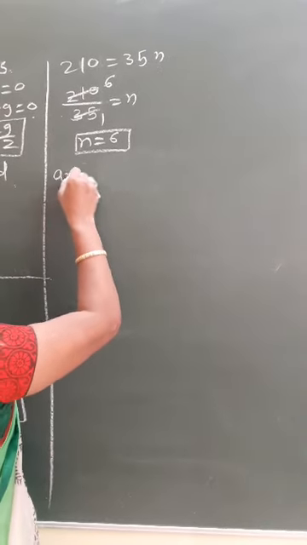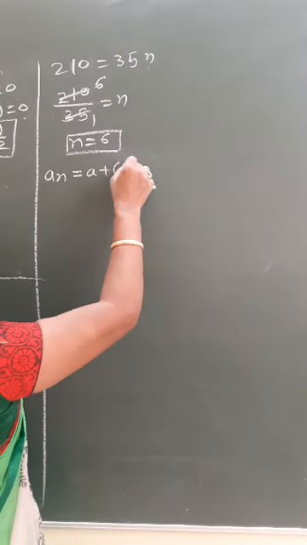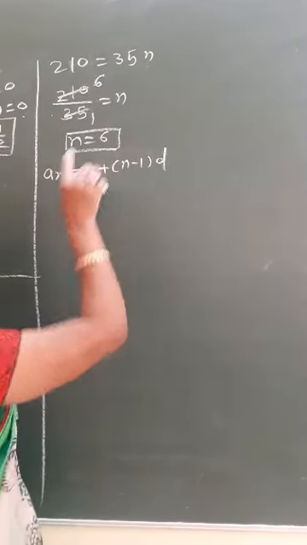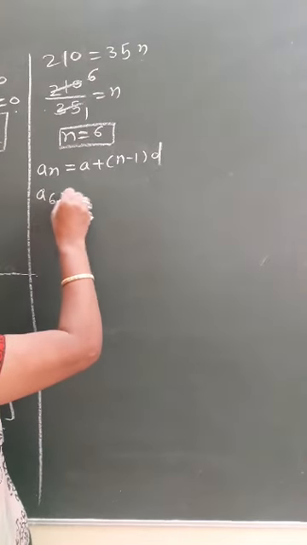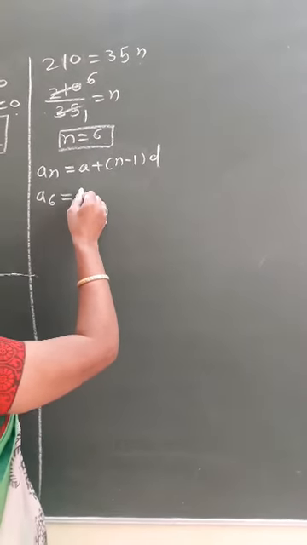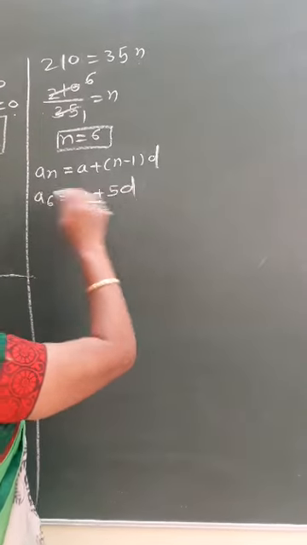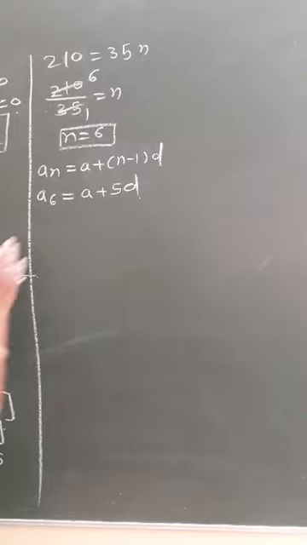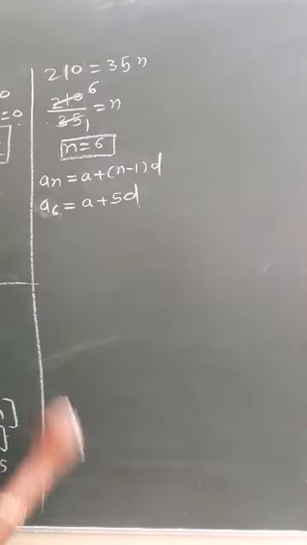Okay. For an we are having the formula a plus n minus 1 into d. And what is the value of n? We got 6. Means what is the formula for a6? a6 is nothing but a plus 5d. The an value we know is 62. Okay, a6 we are going to write.